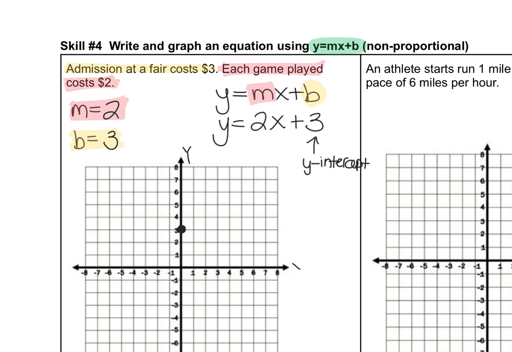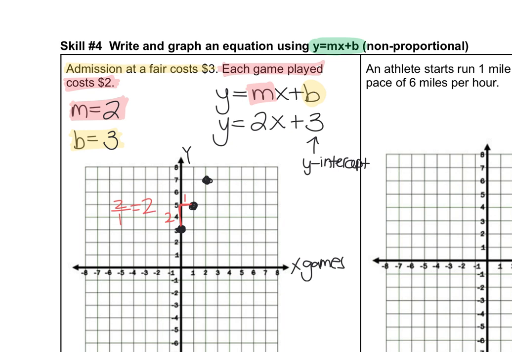remember your x-axis here is the games. I play one game, I add on $2 more, now I've spent $5 and played one game. Add on $2 more, play one more game, now I'm at $7. You'll notice my slope here. I rise 2 and I run 1. 2 divided by 1 is 2.